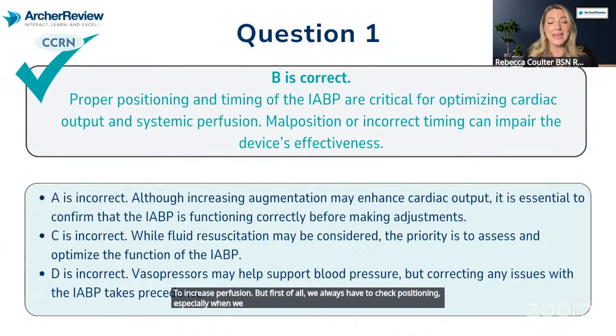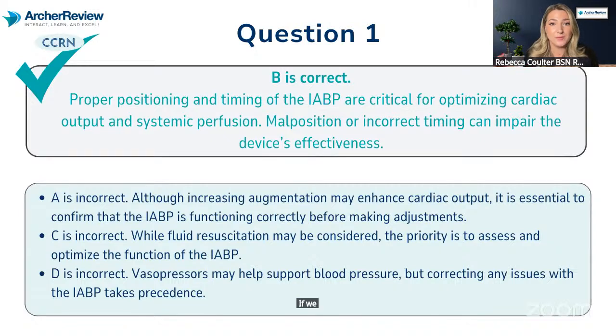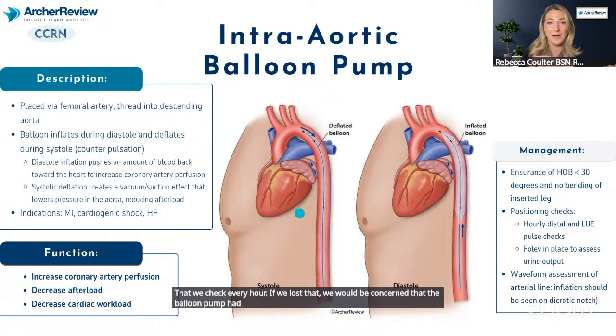If we lost a left upper extremity, a left radial pulse that we check every hour, if we lost that, we would be concerned that the balloon pump had been malpositioned as well, but instead of being pulled down towards the descending aorta, it got pushed in and it's occluding that left subclavian artery. So we're always checking positioning.